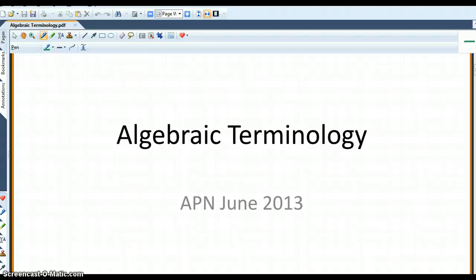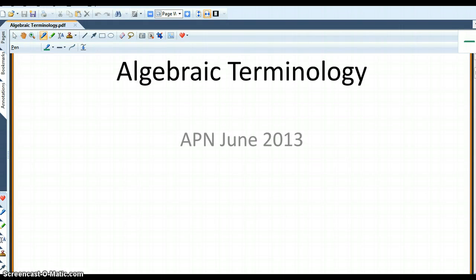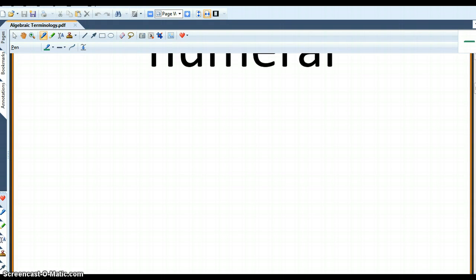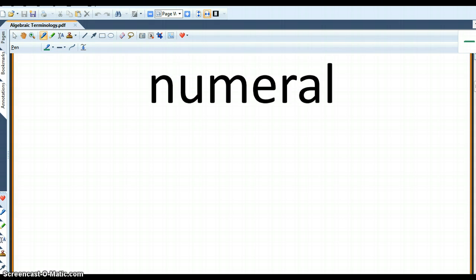So why do we need algebraic terminology? Otherwise, when the teacher's talking about algebra, they might as well be speaking a language you don't understand. Because not only is algebra a language, when we talk about algebra, we're using terms that you don't normally use in everyday life. So our first word is numeral. So what's a numeral?